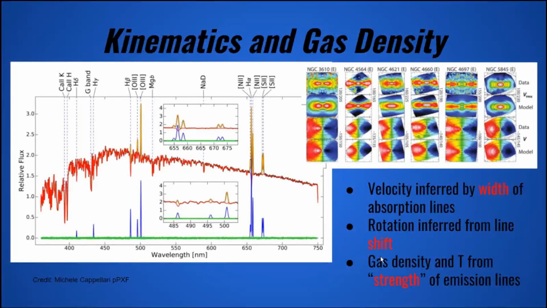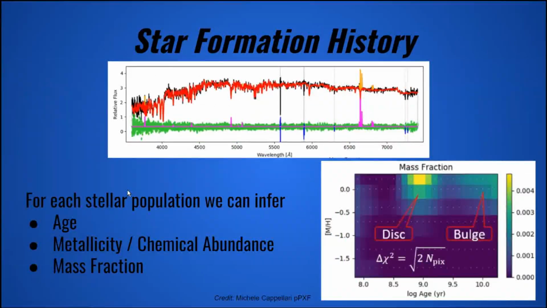The gas density is given by how intense these emission lines are. The velocity with which the galaxy is moving away or towards us sometimes is given by how broad these absorption lines are. And this is all done with an algorithm that takes some simulated galaxy spectra and tries to match with a real one. In the same way, that's how we infer the age, the metallicity, and the mass fraction.